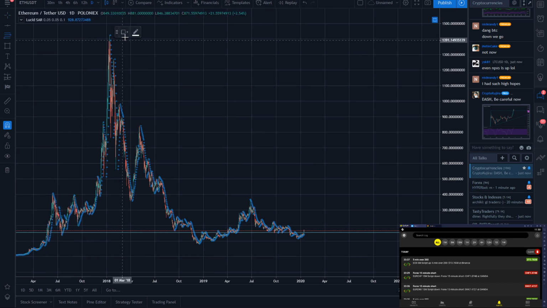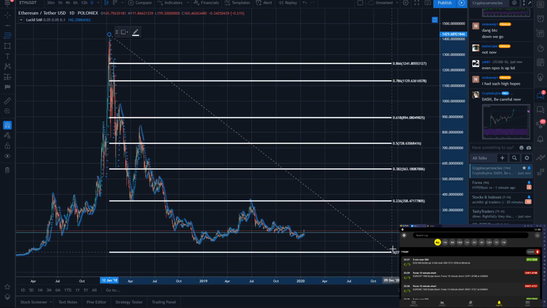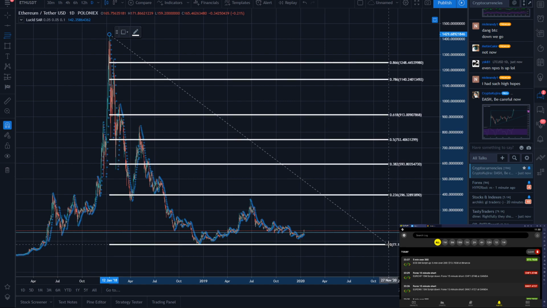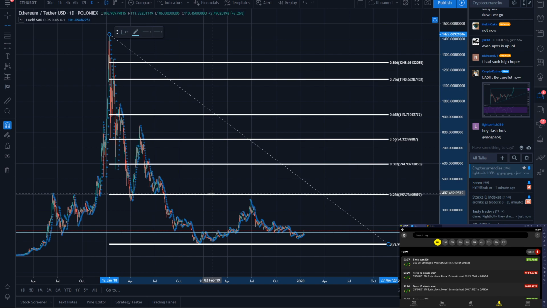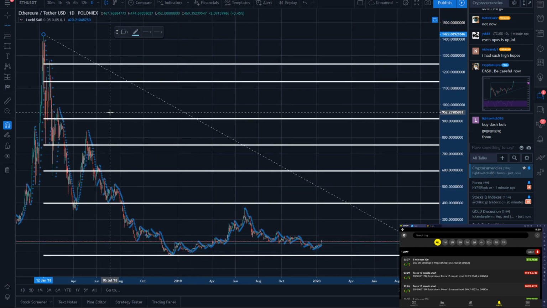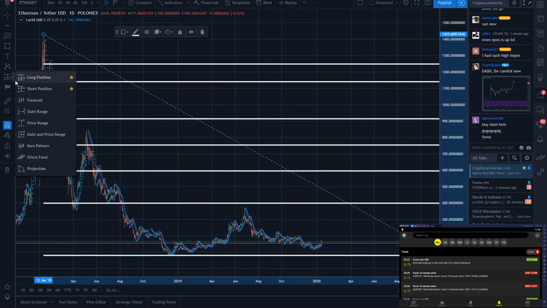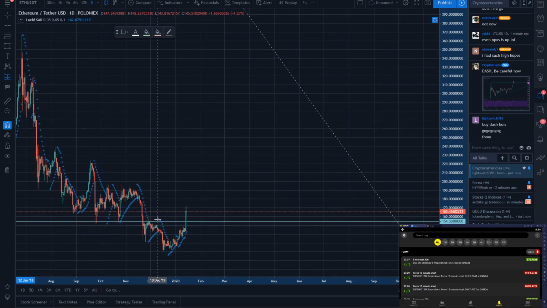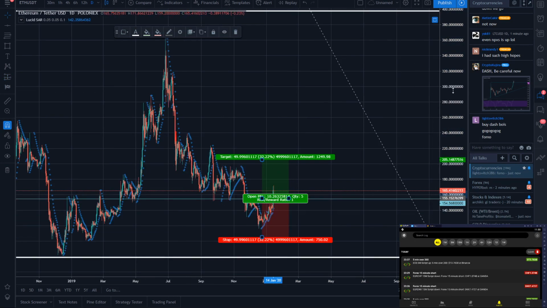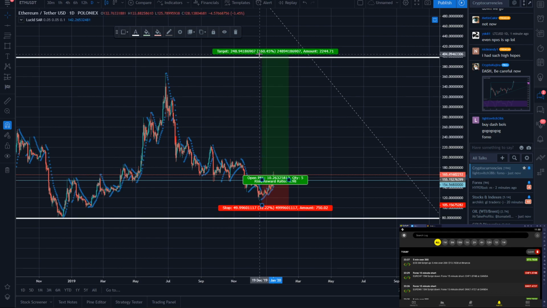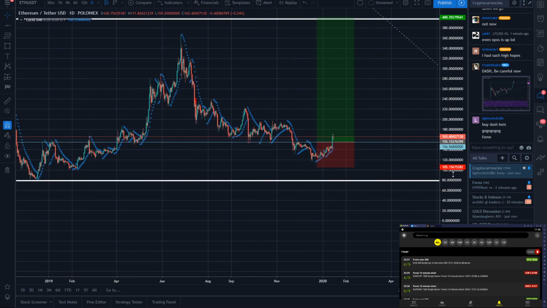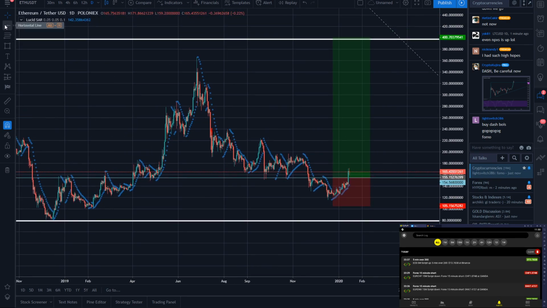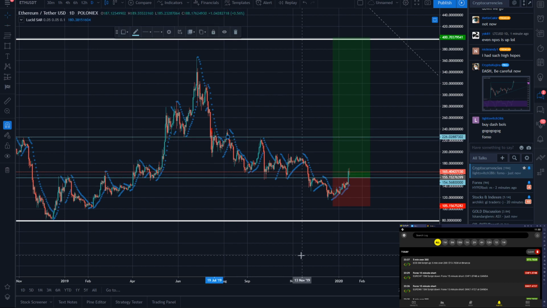My suggestion is that if we take this, probably it's going to be here, so $400. So that's for Ethereum. I will go long from here, and my target will be right there. But if you're conservative, your first profit target is right here.